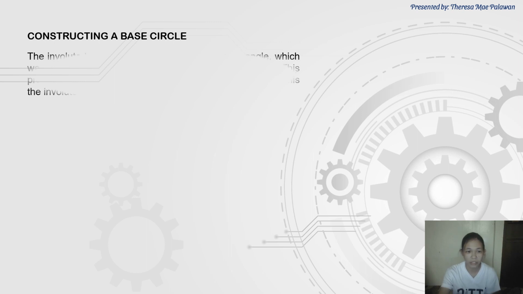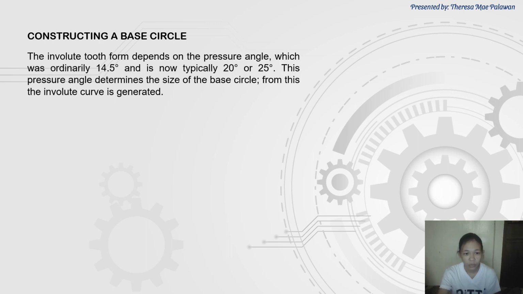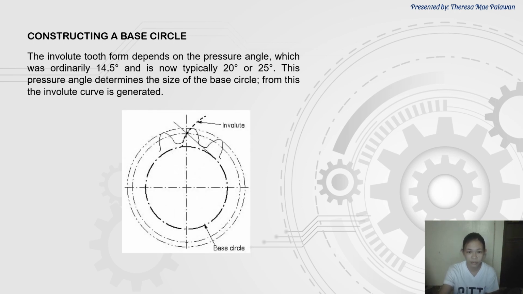Constructing a base circle. The involute tooth form depends on the pressure angle, which was ordinarily 14.5 degrees and is now typically 20 or 25 degrees. This pressure angle determines the size of the base circle. From this, the involute curve is generated. So this one shows the base circle and the tooth of the gear.